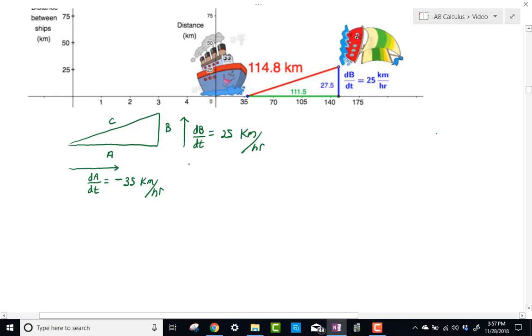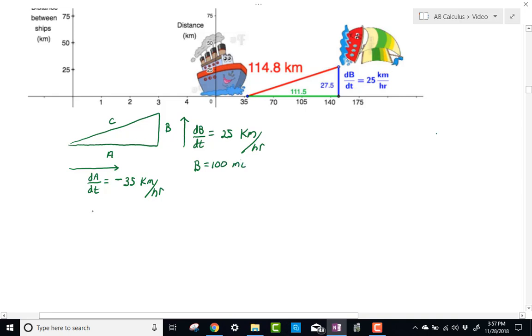It does talk about the fact that the ships are going to sail for 4 hours. So if we look at how fast each one is going, after 4 hours, ship B is going to be 100 miles away.